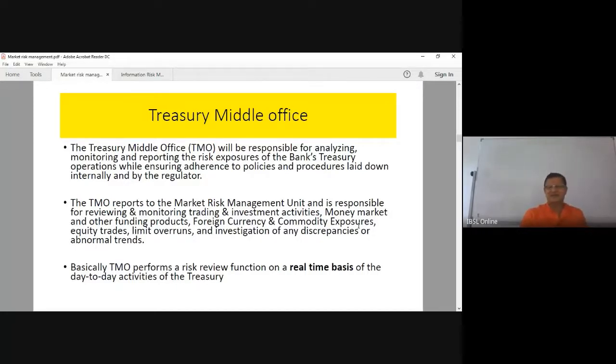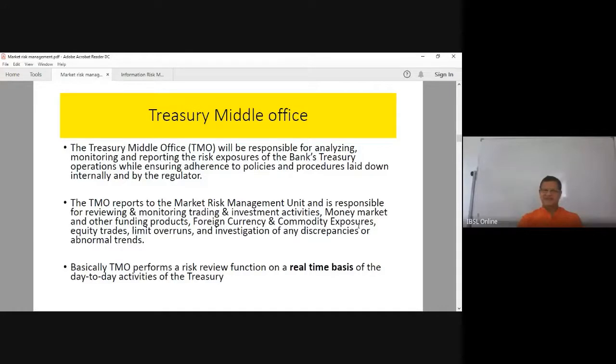So when you set up market limits, the moment it is exceeded, Treasury Middle Office gets activated and they inform the market risk management. Market risk management will in turn report to the CEO, and in worst case scenarios they can even run up to the executive committee and also to the board integrated risk management. Basically, Treasury Middle Office performs risk review function on a real time basis. Now I need to stress on this, what is real time basis?